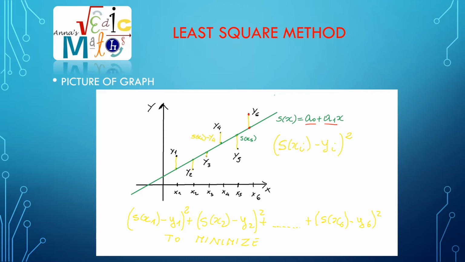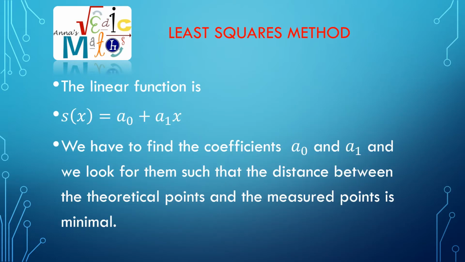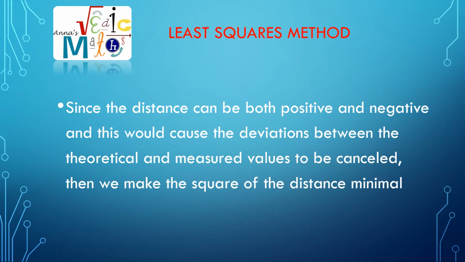That is, S(xi) minus yi squared. As I have 6 points, this means to minimize the sum of the squares of each difference. I use the squares to avoid the negative values. I want to find the line S(x) such that the distance between the theoretical points and the measured points is minimal. Since the distance can be both positive and negative, we make the squares of the distance minimal.